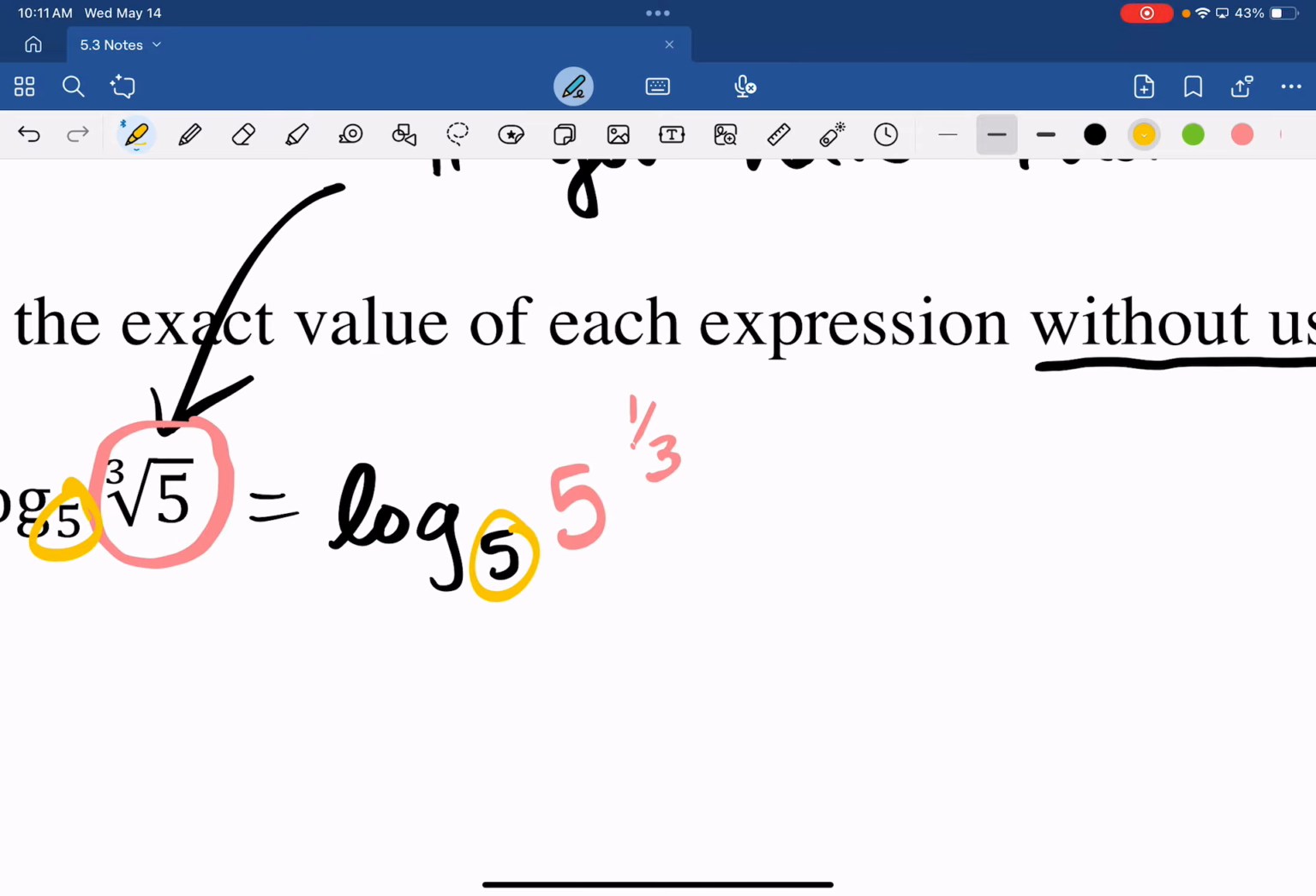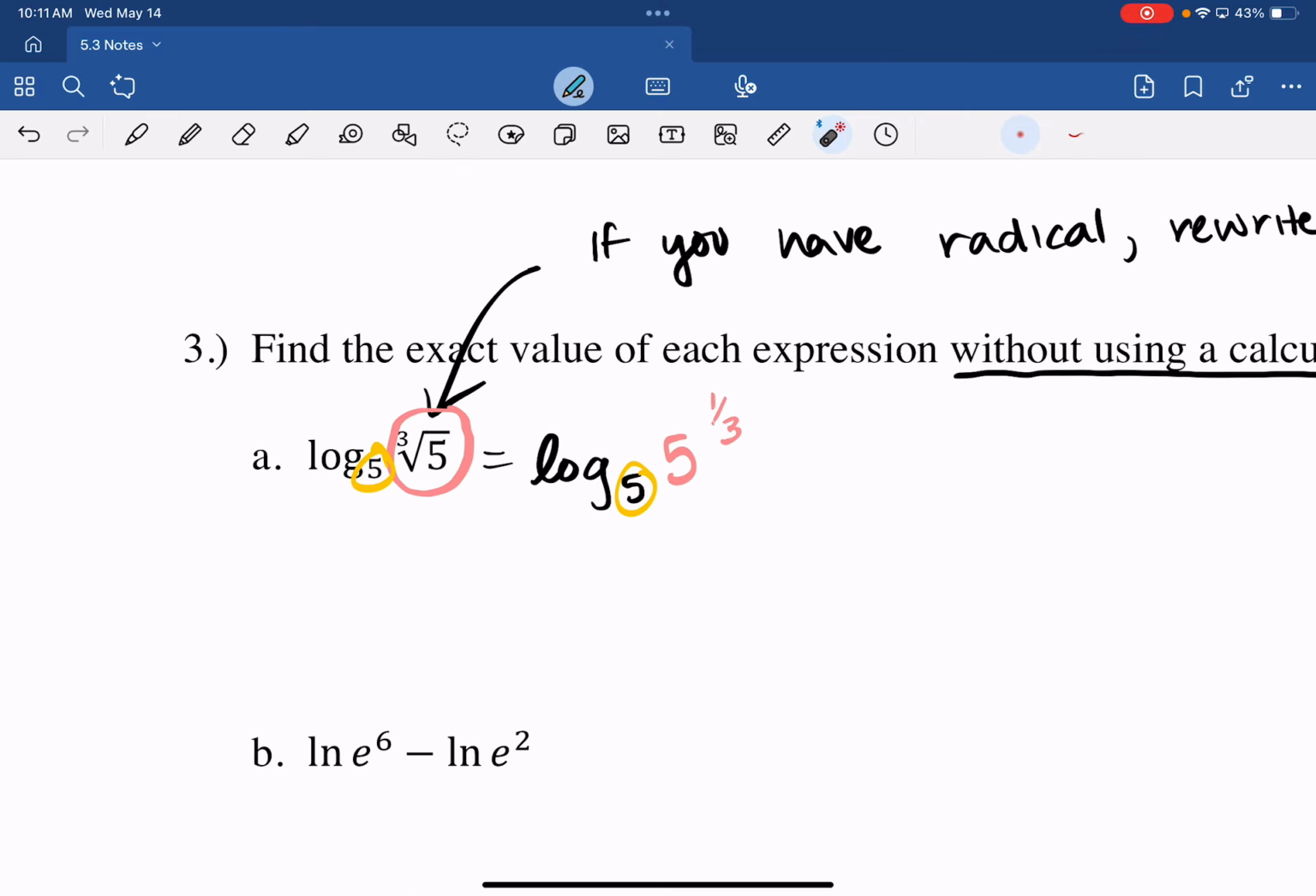It's a regular 5, but remember I'm raising it to the 1/3 because I'm taking the cube root. So I'm rewriting it. So it's 5 to the 1/3. Okay? We're just rewriting our radical. We did this a while ago.